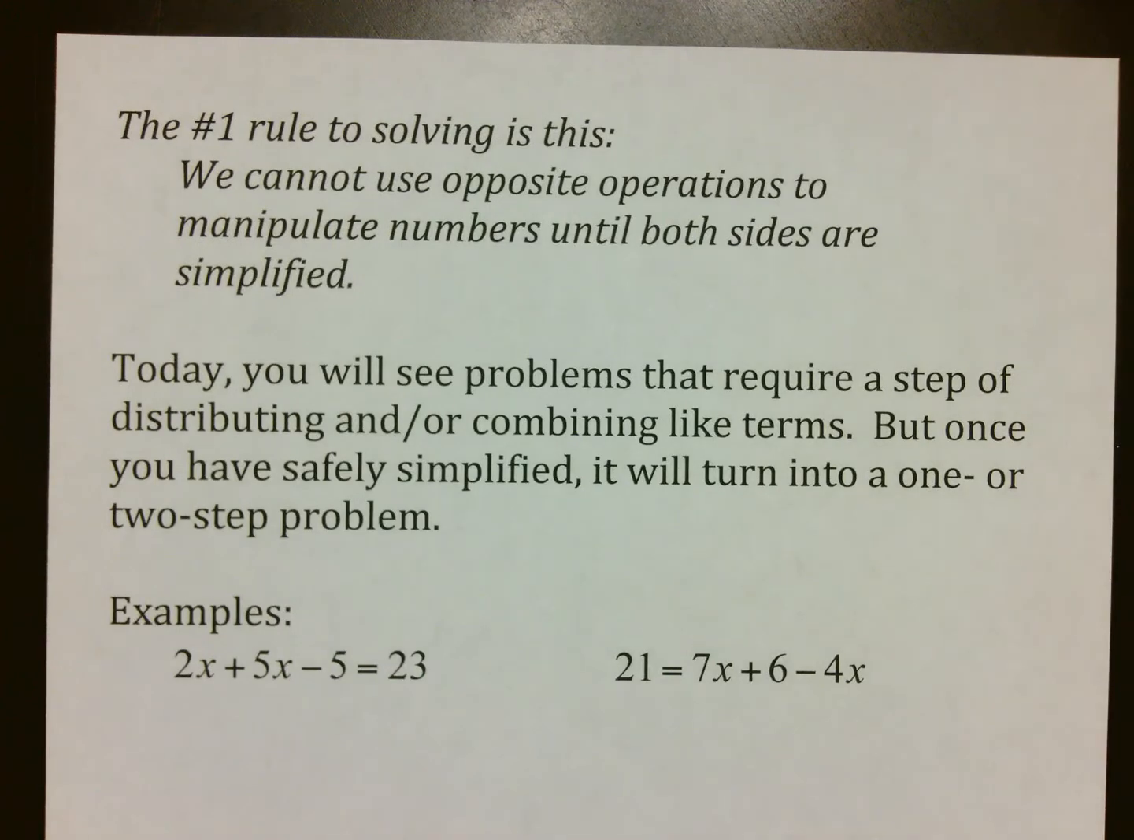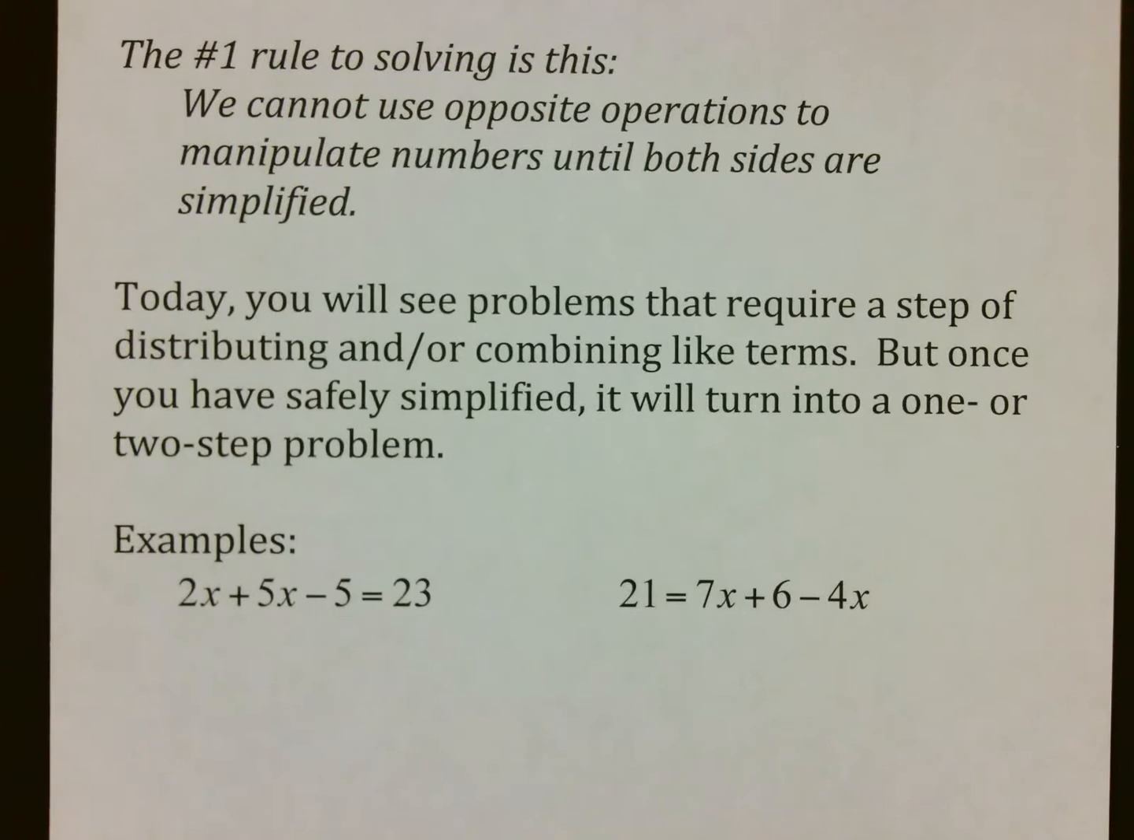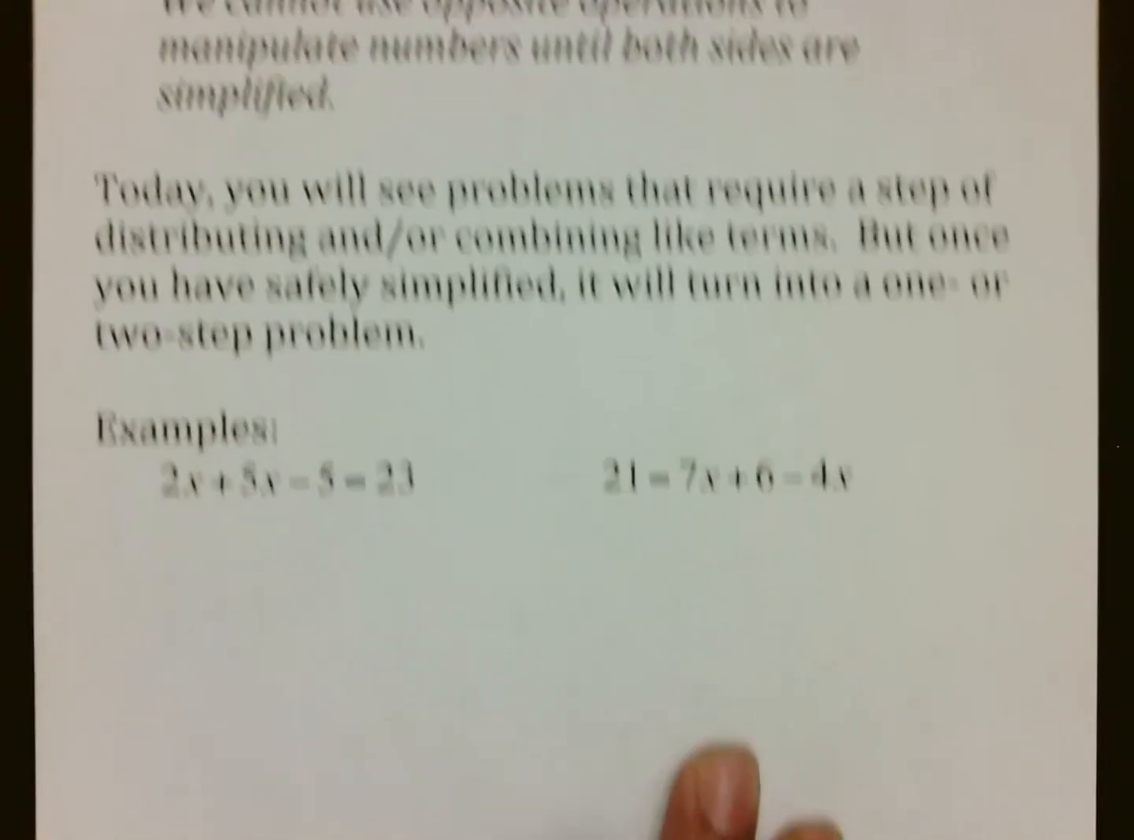The number one rule to solving is this: we cannot use opposite operations to manipulate numbers until both sides are simplified. Again, we cannot use any opposite operations. We cannot add 3 to both sides. We cannot multiply or divide both sides until both sides are simplified. Today we are going to see problems that require a step of distributing and/or combining like terms. Again, it will either be distributing only, combining only, or both. But once you safely simplify it, it will turn into a two-step or one-step problem, which should not be that bad.